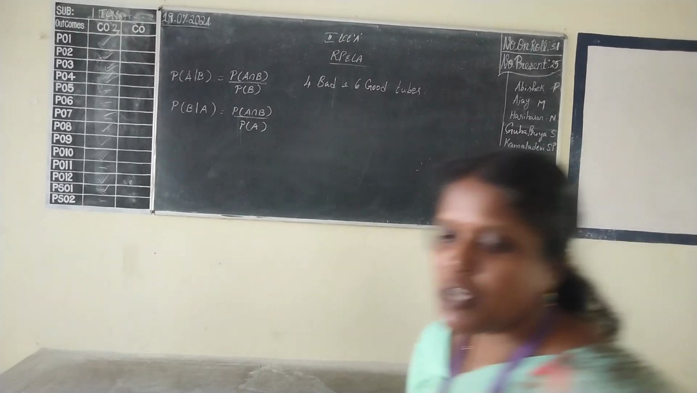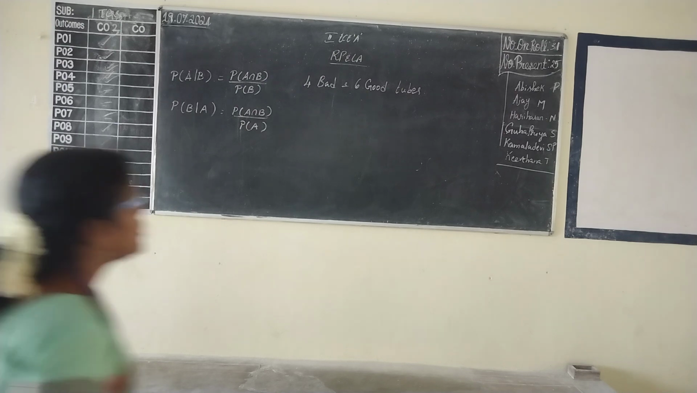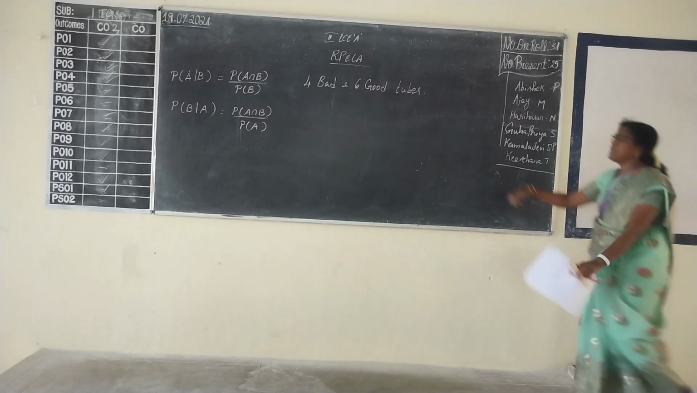Okay, read the question. What is given? A box is containing 4 bad and 6 good tubes. What are we going to do here? 2 tubes are drawn and connected. Total how many tubes are there? 10. Total 10 tubes are there.